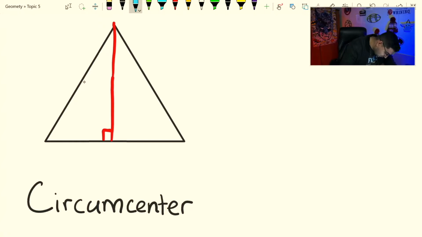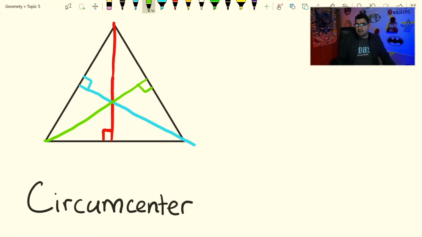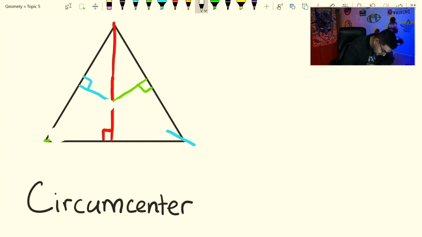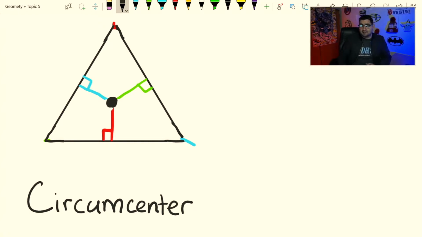So let's say I want to go through the middle here on the left side at a 90-degree angle, and also on the right side of the triangle at a 90-degree angle. The point where these meet is what we actually call the circumcenter. If I erase a little bit here, this point in the center where these meet, that right there is what we call the circumcenter.